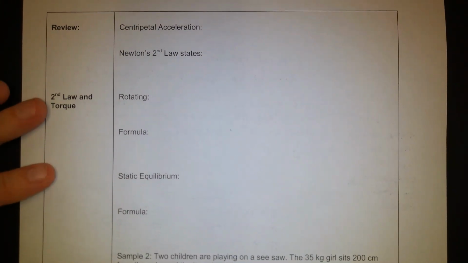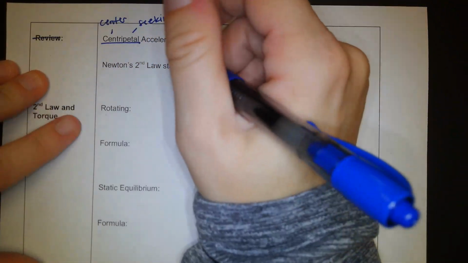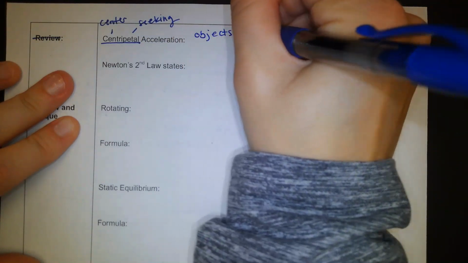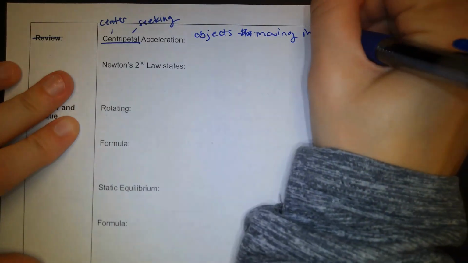All right, going on to the back page. I know it says review. We haven't really talked about it yet, but centripetal acceleration. Just FYI, if we ever see the word centripetal, the "centri" looks like the word center, and "petal" just means seeking. All right, so we were talking about objects that move in circles.